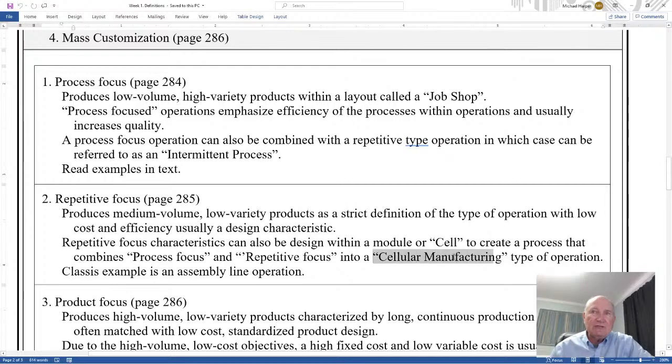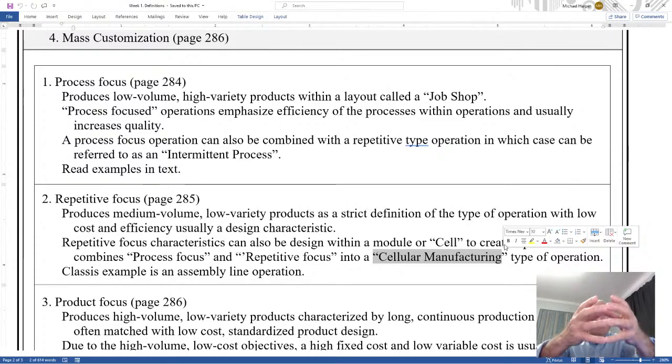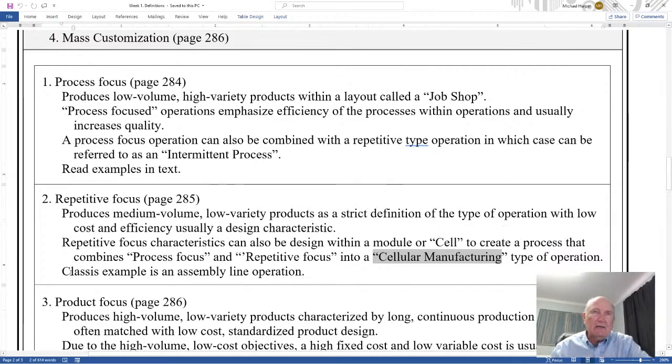Now, cellular manufacturing is different than intermittent processes. Intermittent processes has to do with you're doing repetitive, and then you shift over and you do repetitive again, and the way you shift is the intermittent part. But cellular says, we're dividing this up, and so we have a cell. Within the cell, you might have repetitive, and the repetitive can be put together into something called cellular manufacturing. A classic example is an assembly line operation, where you have product going down the assembly line.